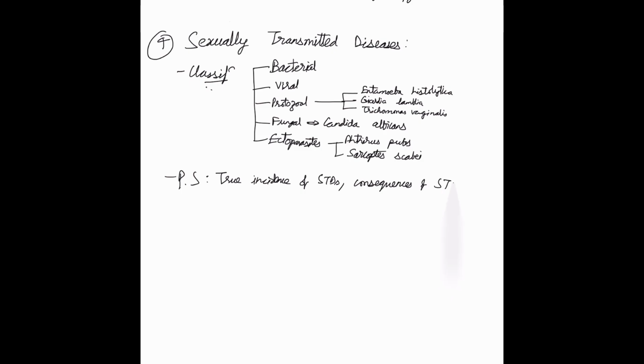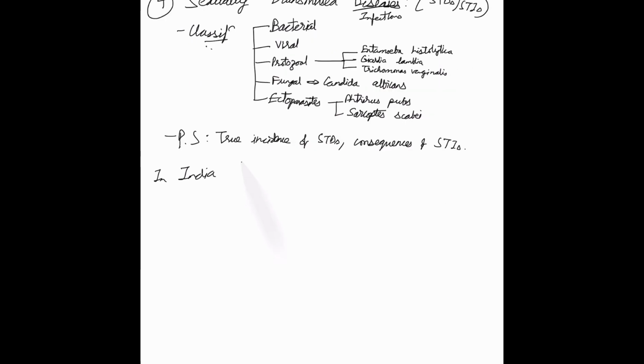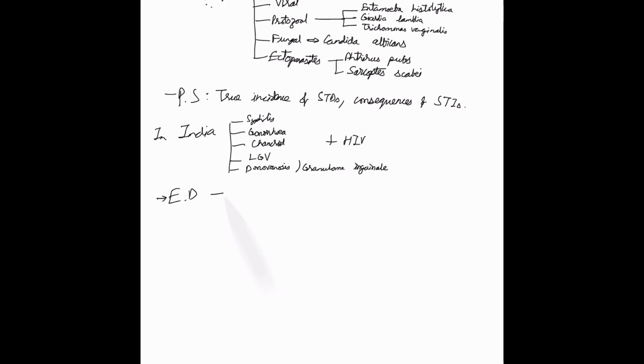So, in the problem statement, we should read about the true incidence of STDs and the consequences of STIs, because not everyone comes to the hospital when they have an STD due to the social stigma surrounding it and other factors as well. So in India, the most common STDs are syphilis, gonorrhea, chancroid, LGV, lymphogranuloma venereum, and donovanosis or granuloma inguinale, and of course HIV as well.